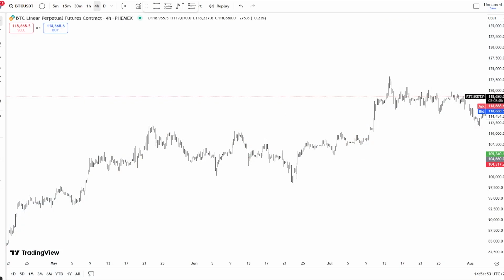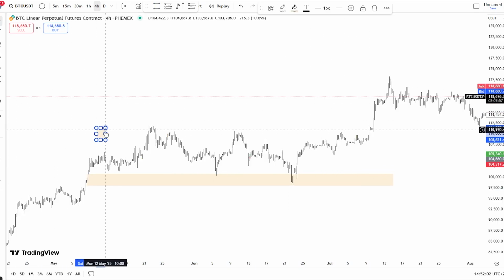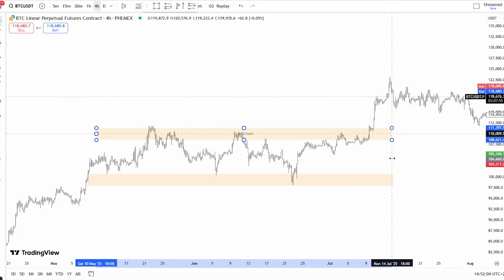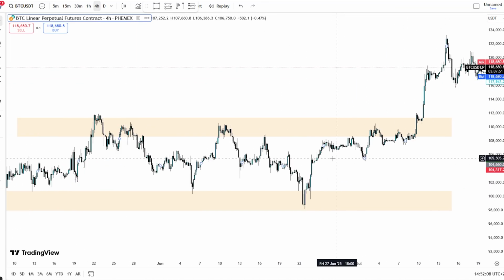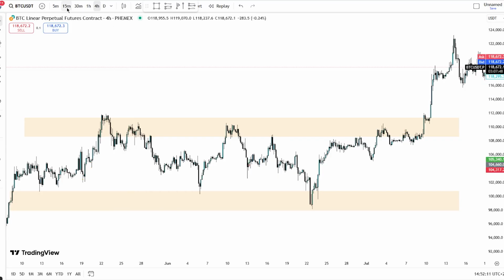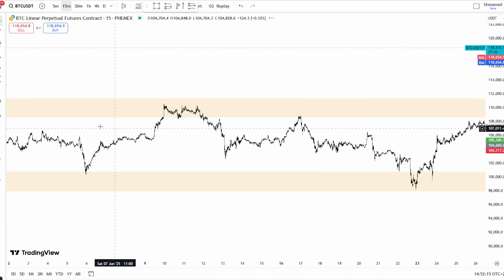A very clear range can be seen on Bitcoin between levels of 100,000 and 111,000, with 100,000 acting as support, the range low, and 111,000 acting as resistance, the range high. When we lower the time frame to 15 minutes, we can closely monitor the order flow at these two levels and look for trading opportunities.